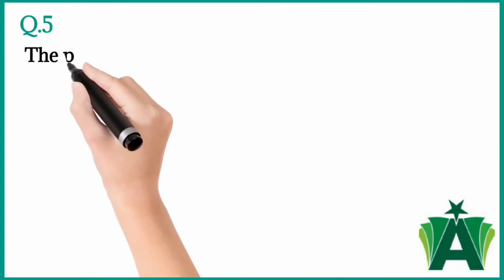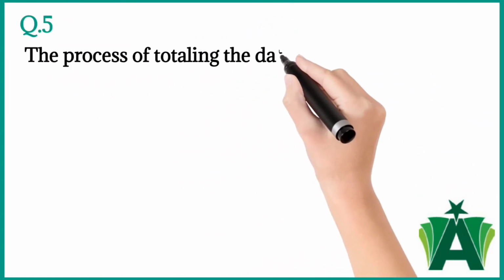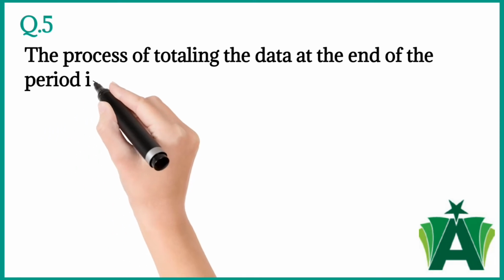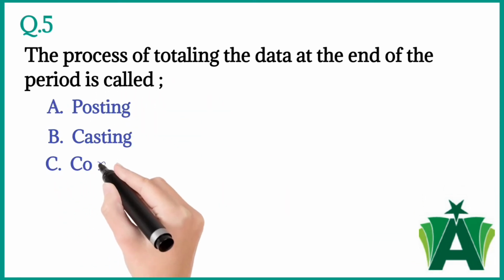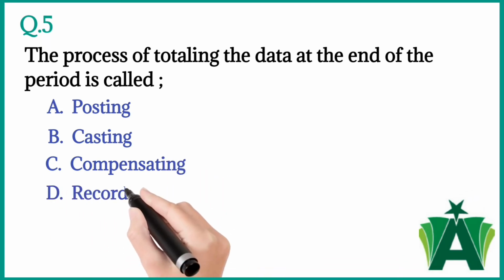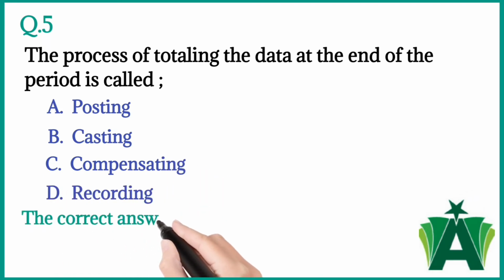Question number 5. The process of totaling the data at the end of the period is called: A. Posting. B. Casting. C. Compensating. D. Recording. The correct answer is B. Casting.